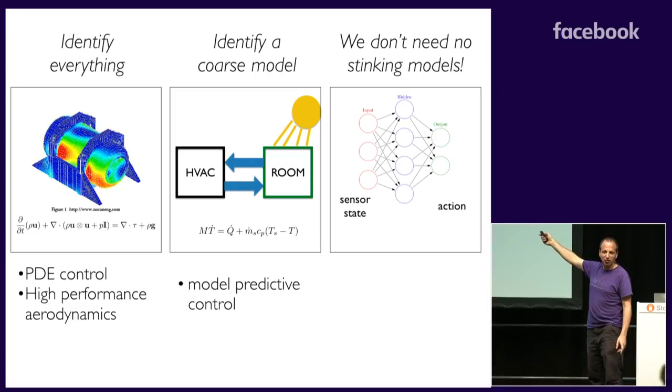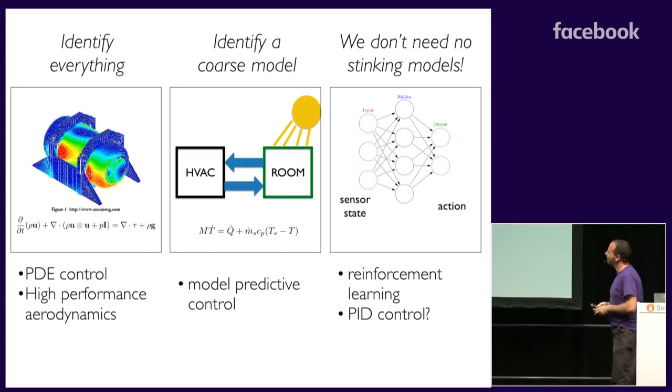We don't need no sticking models. That's us, right? That's everybody who's here. That's the machine learning point of view. And that's at the core of what people do in reinforcement learning. But I want to make an aside with this one, because while it seems crazy that this is what happens in reinforcement learning, it's also what we do in PID control. I don't know who's learned PID control. Some people? Anybody? Okay, good. So what's PID control?